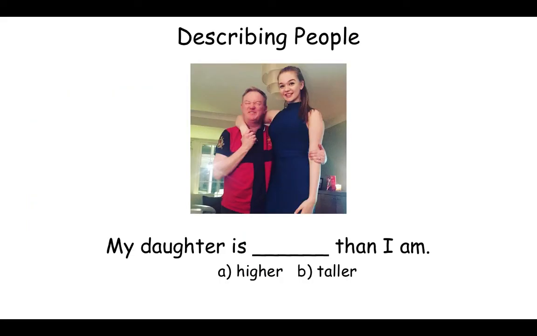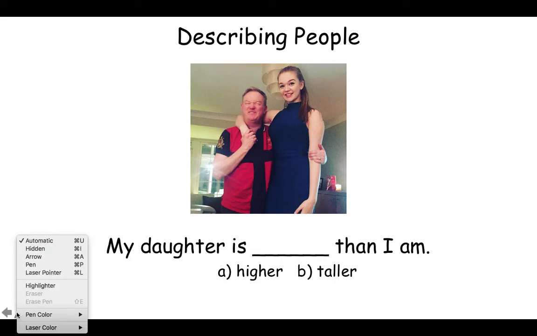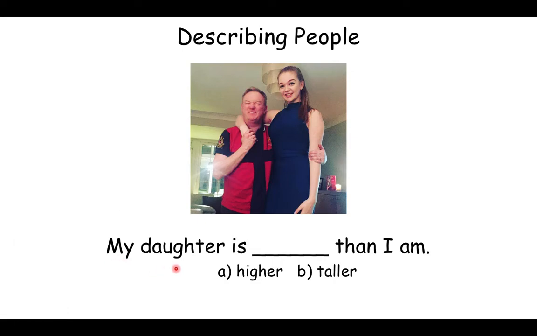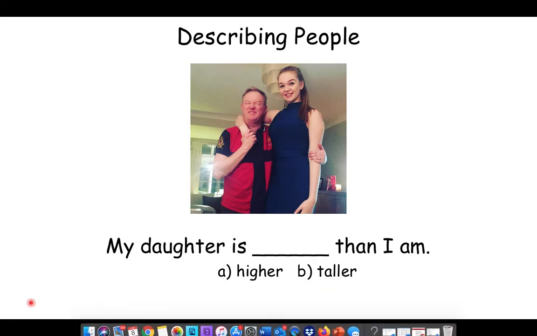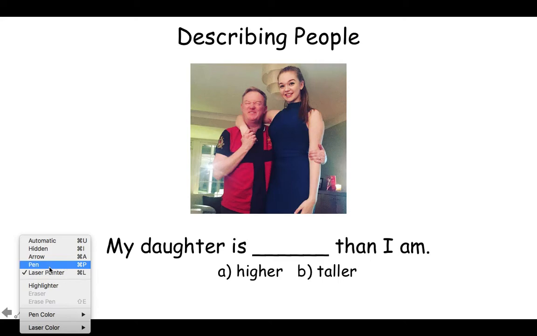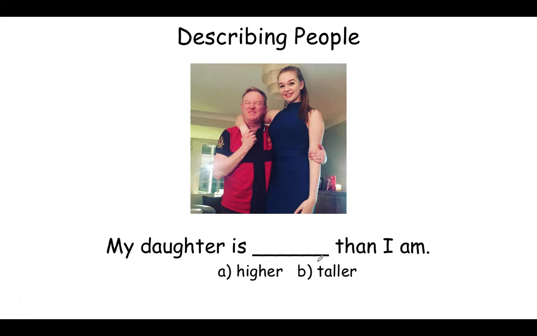So when we are describing people in English, we use some words that don't really make sense when you're learning English. For example, this sentence says, my daughter is blank than I am. And the options are higher or taller. Now, the correct answer for this is going to be my daughter is taller.